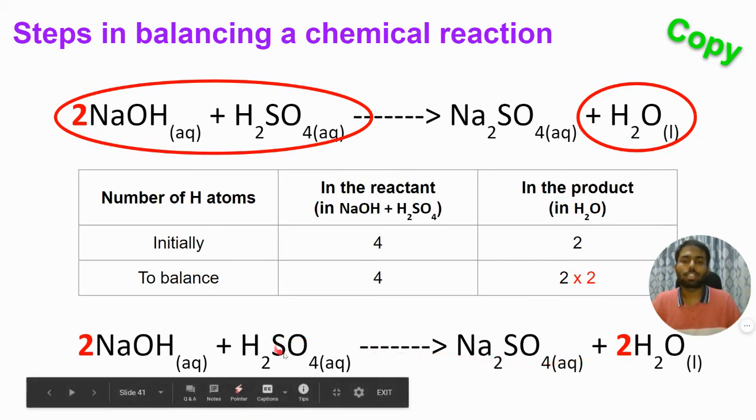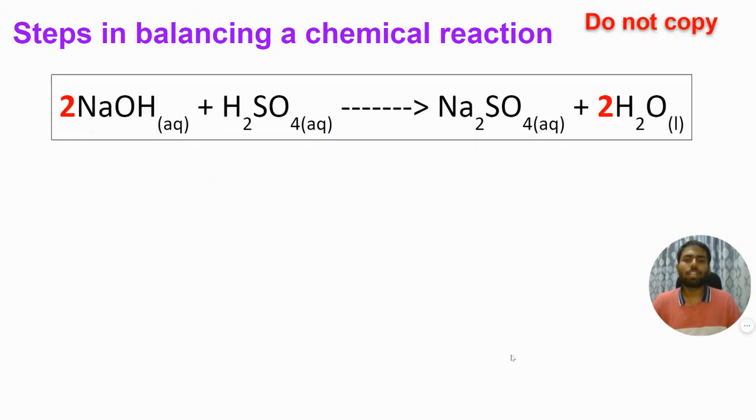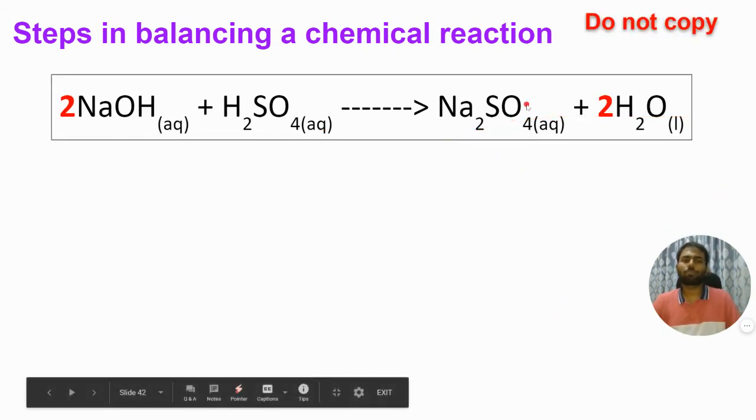Last we will check sulfur. Sulfur, here you have 1 atom of sulfur. Here also you have 1 atom of sulfur, so that is also balanced. So all the elements are balanced now. So we are done with step number 4. What is step number 5? Just write the final balanced equation in pencil box. So we are done with the last step also.